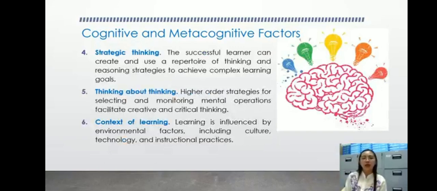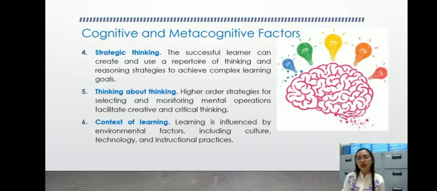Another is strategic thinking. The successful learner can create and use a repertoire of thinking and reasoning strategies to achieve complex learning goals. All the things a person is able to do. Learning outcomes can be enhanced if educators assist learners in developing, applying, and assessing their strategic learning.